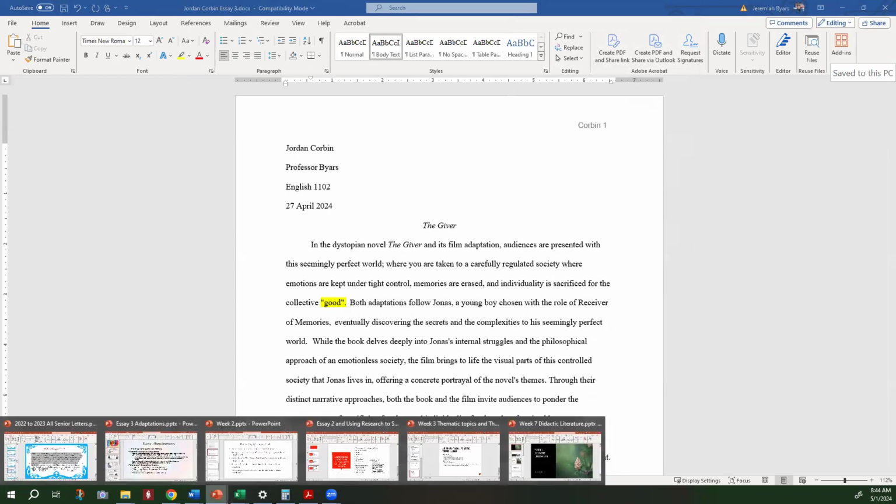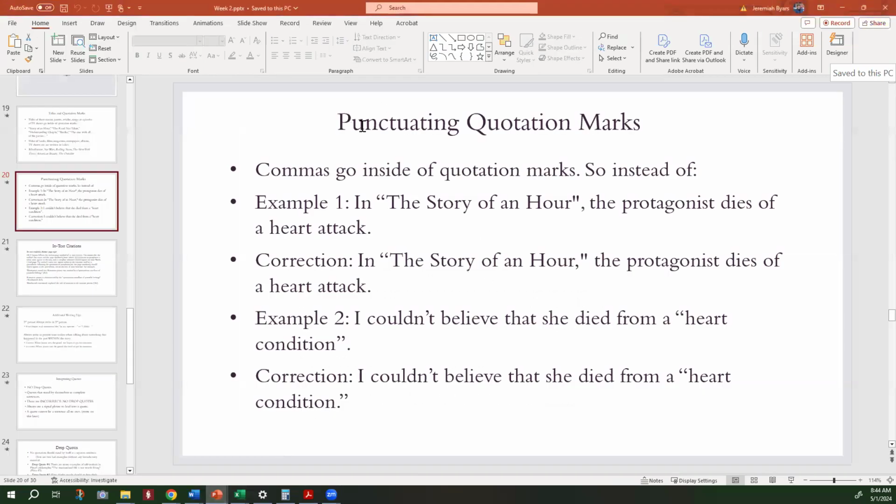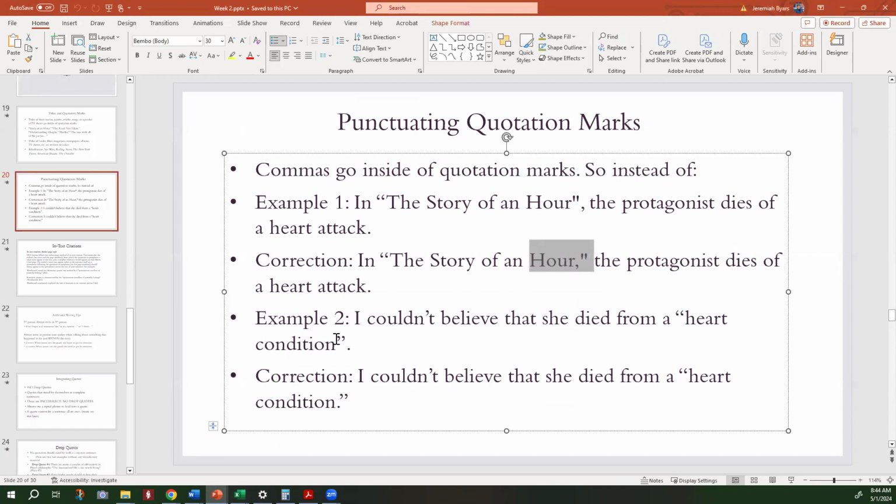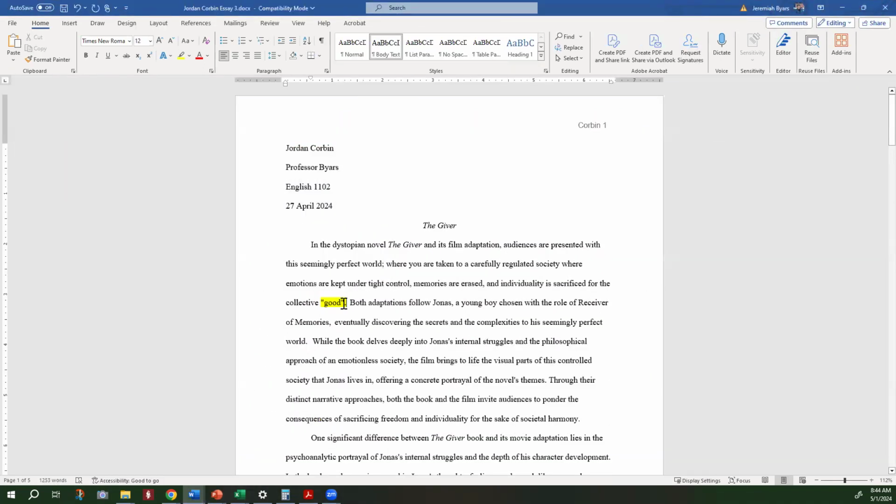Back in week two, I went over punctuating quotation marks. If you have quotation marks, the punctuation goes inside of them. This is incorrect. This is correct. Example two of incorrect. This is correct. So this should be that.